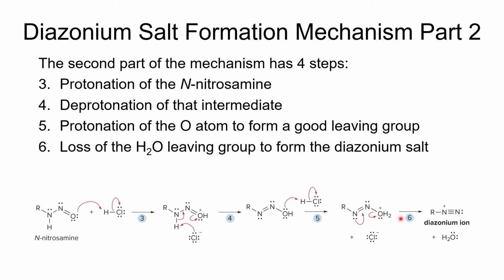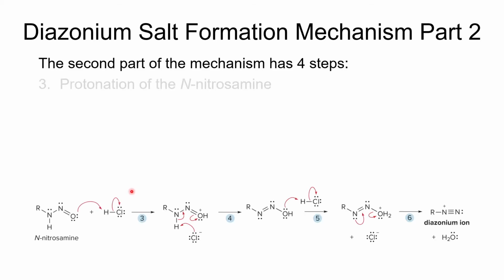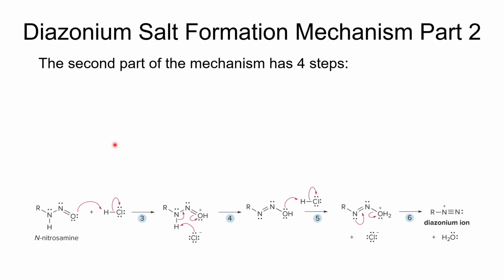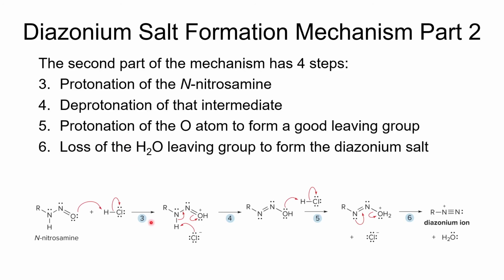So there's a lot of protonate, deprotonate, protonate, deprotonate going on in this. So let's go back here and look. So nucleophilic attack, deprotonate, protonate, deprotonate, protonate. So we have deprotonate, protonate, deprotonate, protonate, four in a row there. And then loss of H2O to give us that diazonium salt.